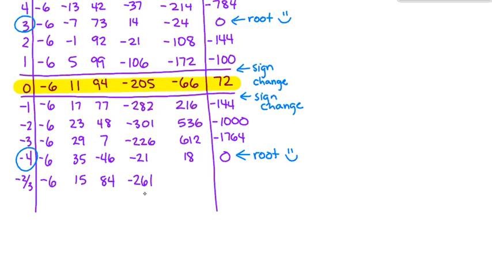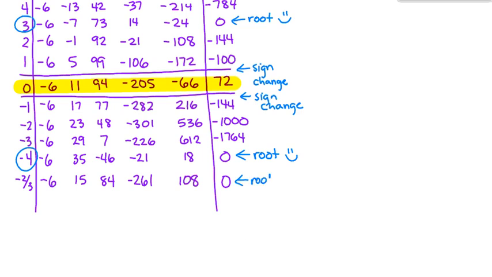Okay, negative 261 times negative 2/3. Add the next number, negative 66, and we have 108. 108 times negative 2/3. Add 72, and we have 0. So we have a third root, negative 2/3.